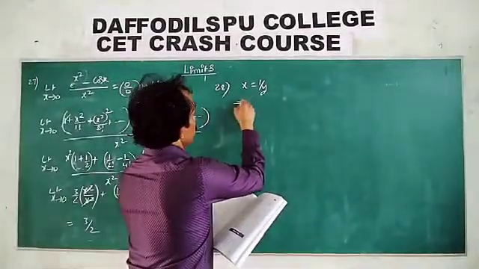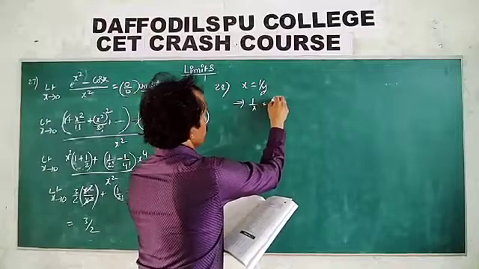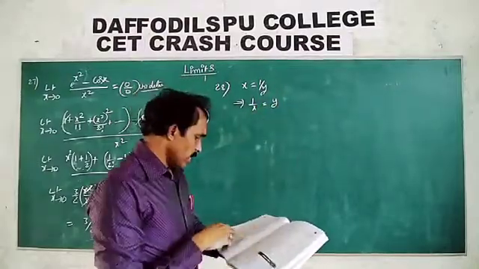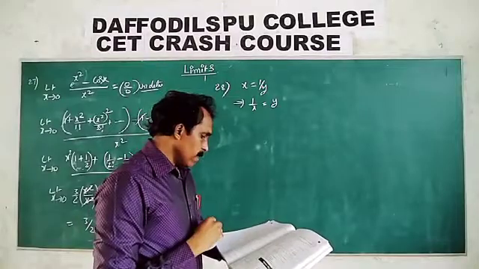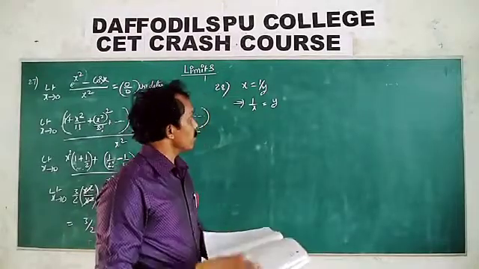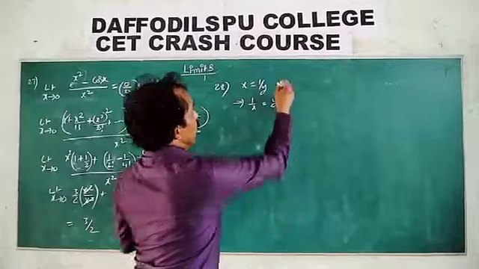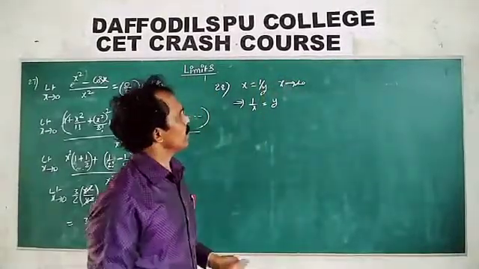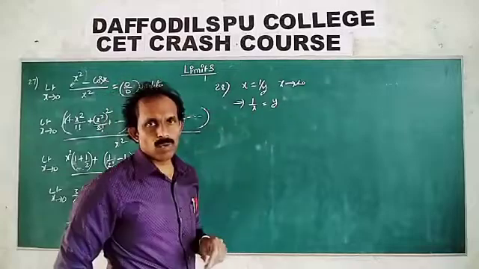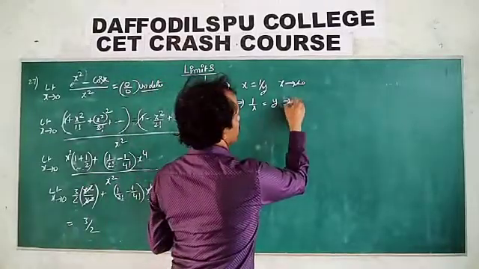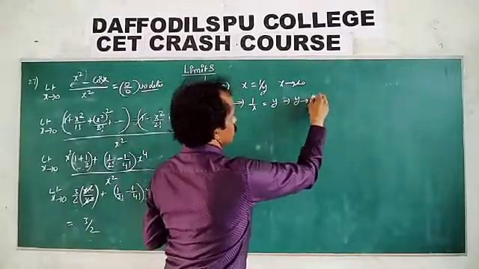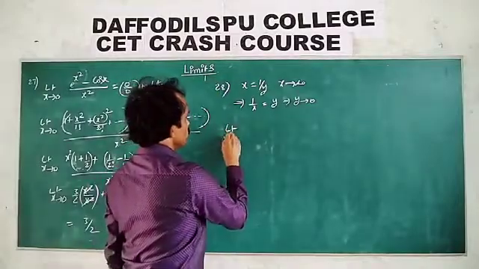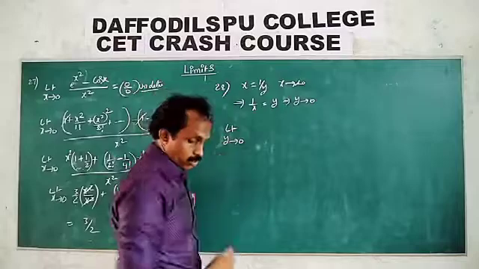1 by x is equal to y. Here, given limit x tends to infinity, x is equal to 1 by y, so y is equal to 1 by infinity. That implies y tends to 0. So convert the limit to y tends to 0.